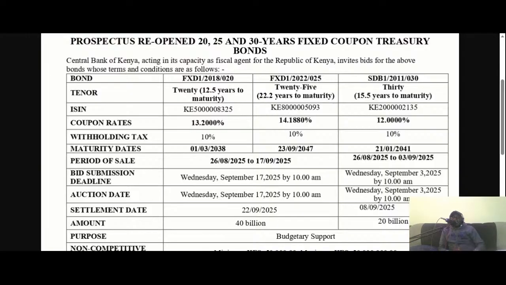That is why it is very important to understand the maturity of the bond. It is not cast in stone that the moment you buy this bond, you have to hold it for the next 12 and a half years, because you can sell the bond in the secondary market. But remember that depends on whether you'll find a buyer who is willing to buy this particular bond. Again, you can discount the bond at the Central Bank of Kenya, but that comes at a cost.